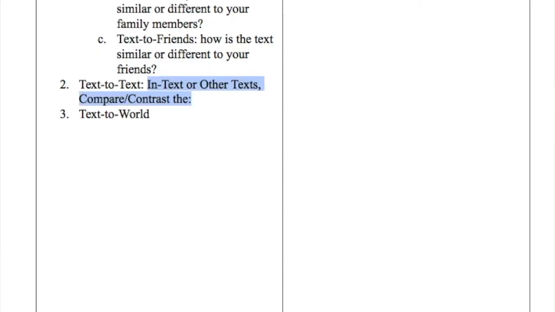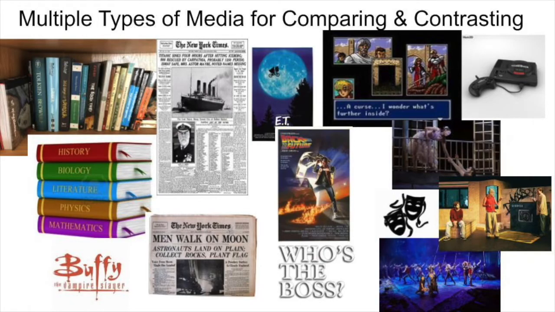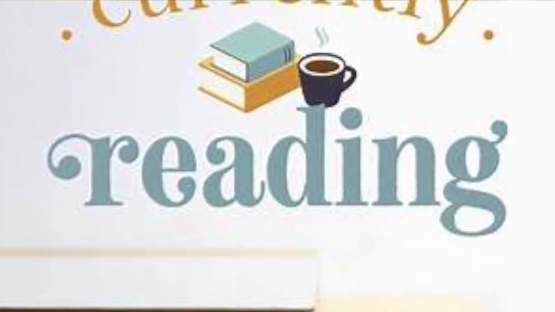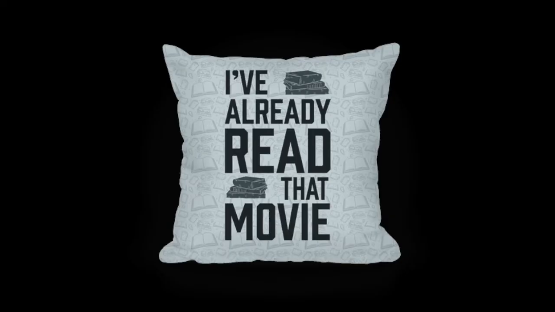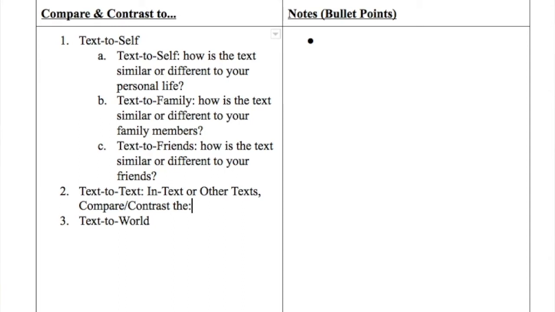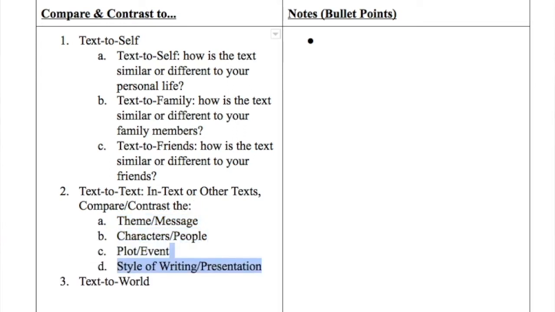For text to text, we can define the text as the current or other book, article, movie, TV show, or video game. Any media that tells a story or informs. In text, ask for similarities and differences in the current text. Other texts ask for similarities and differences to anything you've read before the current text. Compare and contrast the theme, message of the text, characters, plot, style of writing, presentation.